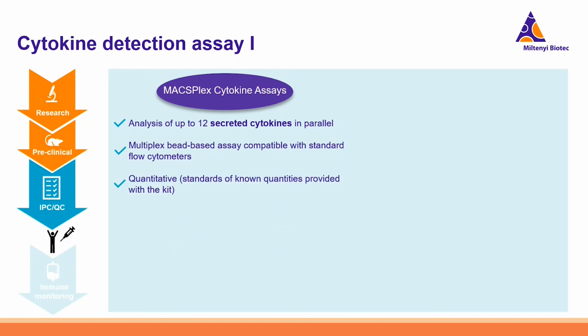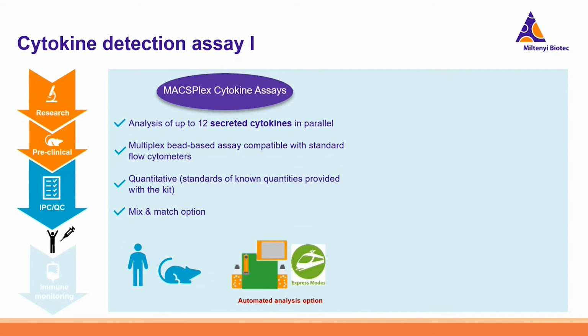It is truly quantitative, so standards of known cytokine quantities are provided with the kit. And if you don't want to analyze 12, but let's say 3 cytokines of interest, you can mix and match a smaller individual panel. Yes, so we also have solutions for human and mouse samples. And we have the express modes to automate your data analysis, enabling unbiased gating decisions.